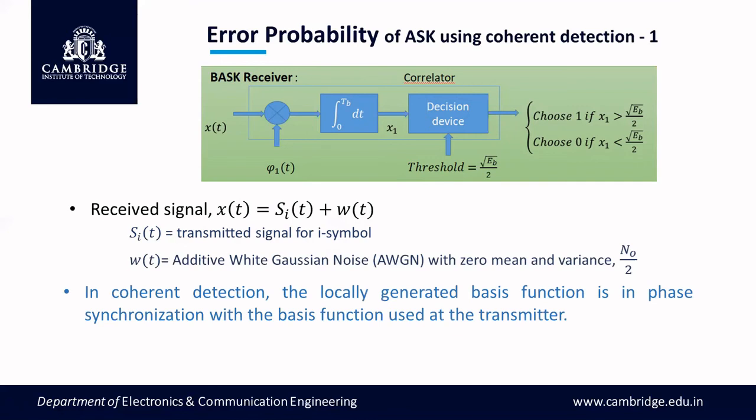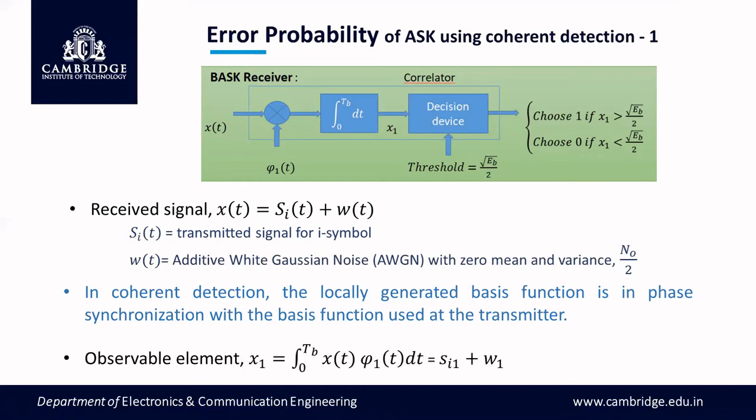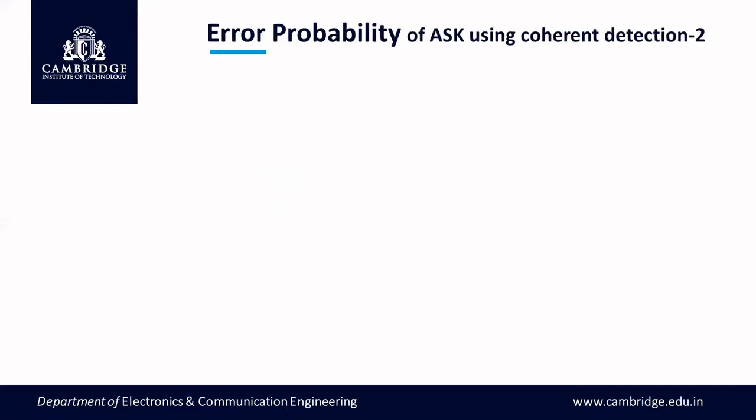So in coherent detection, as I said already, the locally generated basis function at the receiver should be in phase and synchronization with the basis function used at the transmitter. After doing this mathematics, we get the mean equal to s_i1 and the variance equal to N0 by 2, and hence this detection is declared as coherent detection. As I said, s_i1 is 0 because the transmitted signal is assumed to be 0, and x1 is given by the integration of the product of x of t and the basis function. So finally, we end up with this equation of the density function.